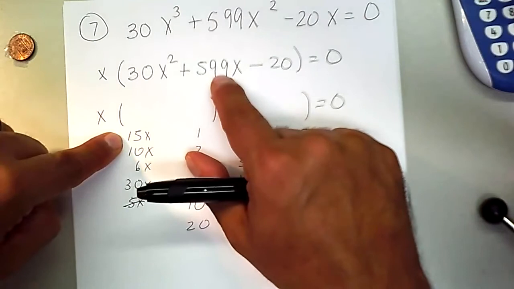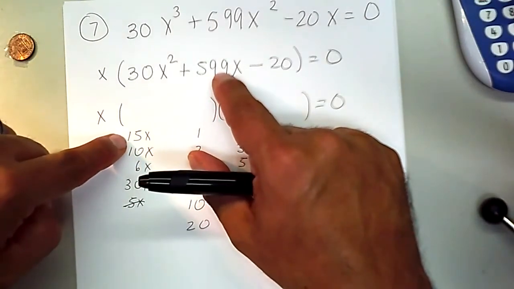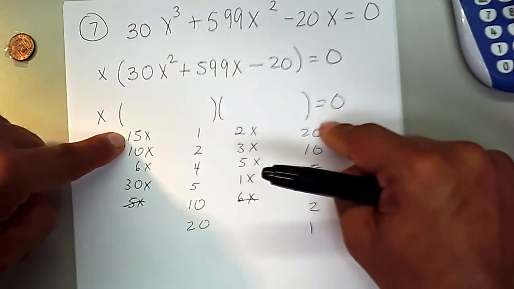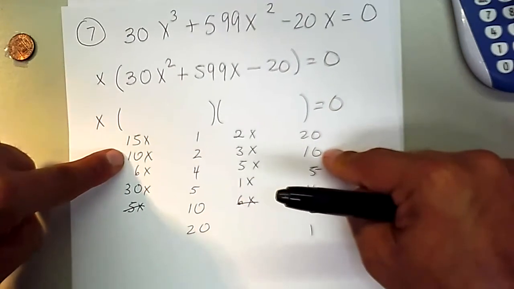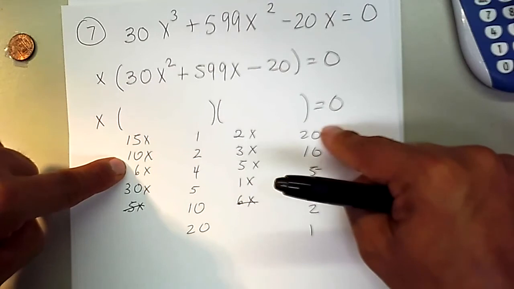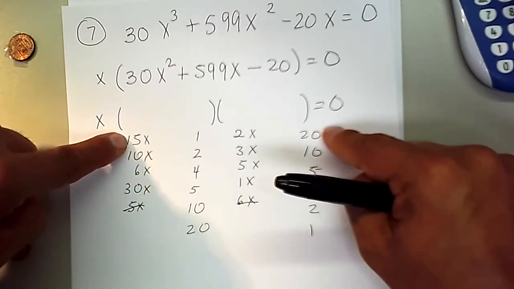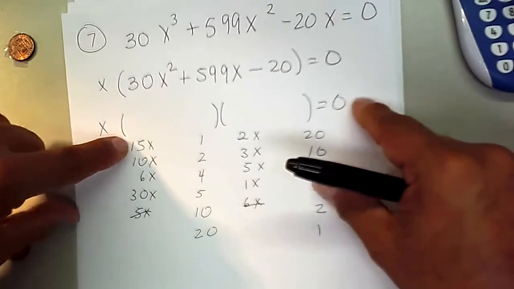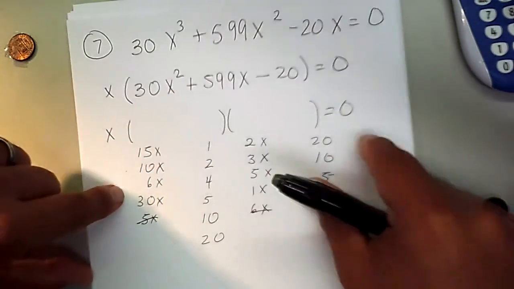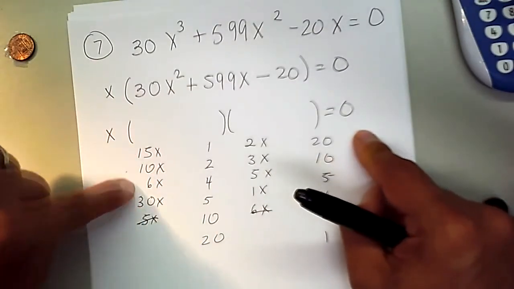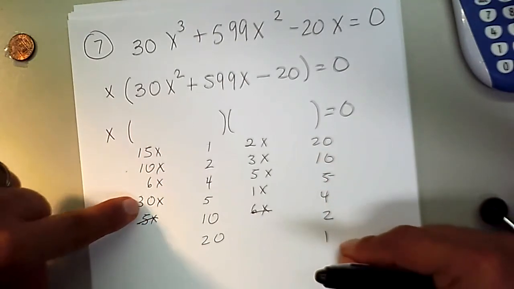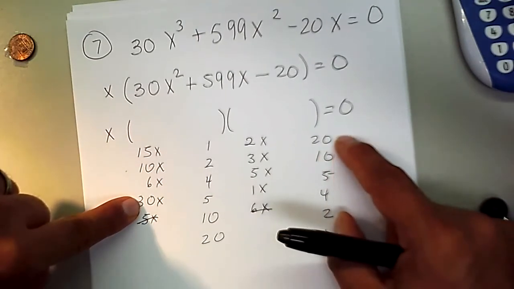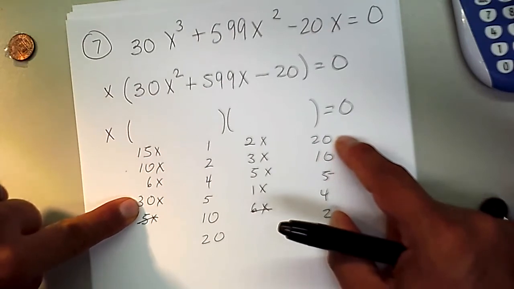But we want a big number. So that's not going to work. 10 and 10. What about a combination? 15 and 20. Oh, I know what. Since we want a big number, why don't we pick the biggest number here and the biggest number in this list? 30 and 20, 600. Whoa, that seems to be close.